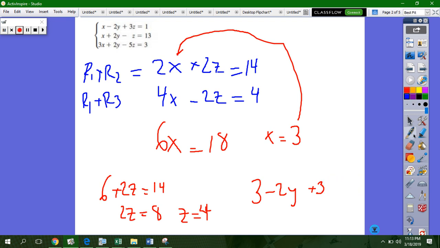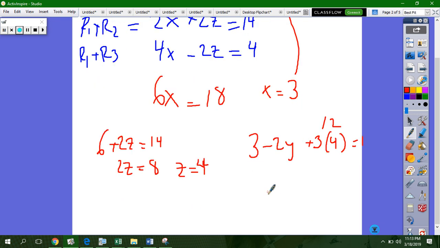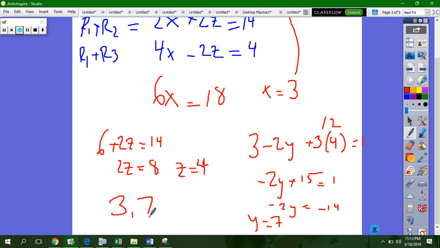We know z to be 4, so I'll go put a 4 there. Equals 1. Now notice, this is 12, so I can just simplify by saying negative 2y plus 15 equals 1. Negative 2y equals negative 14. Y is 7. Once again, knowing all of them, 3, 7, 4. X, Y, Z. Go ahead and plug those in.